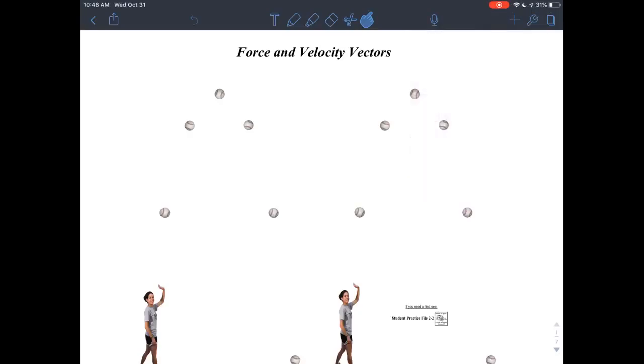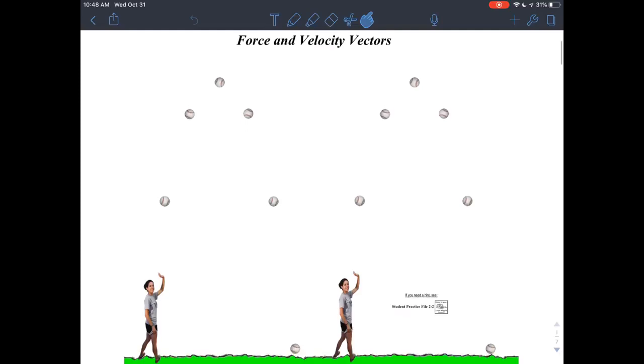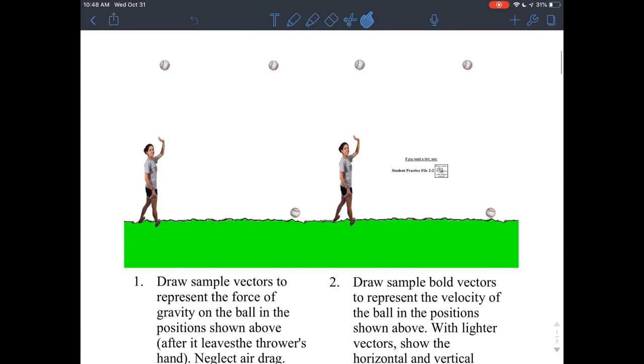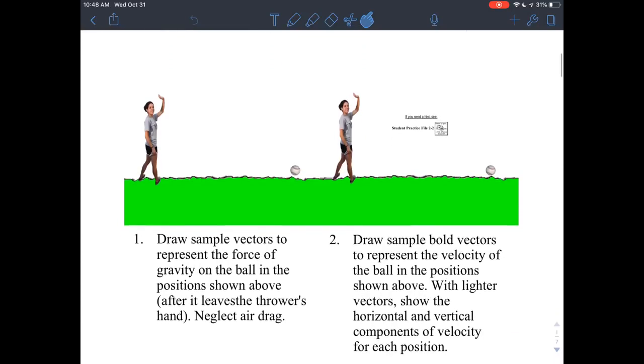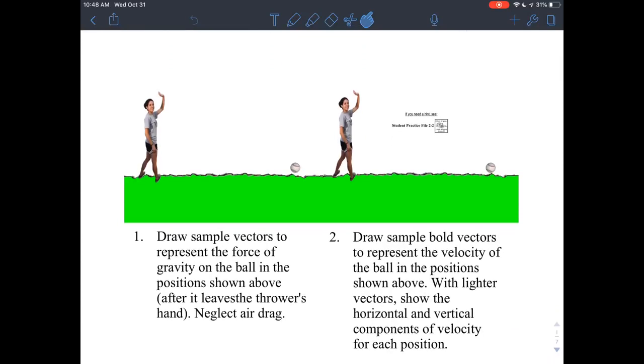Hey, this is Mr. H, and I'm going to go ahead and walk you through how to do practice file 3-3. So as you go through here, for problem 1, we're simply just drawing some vectors in to show the force of gravity on a ball in the positions shown above.